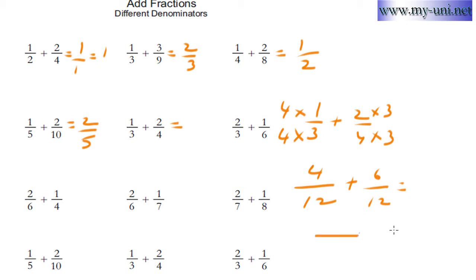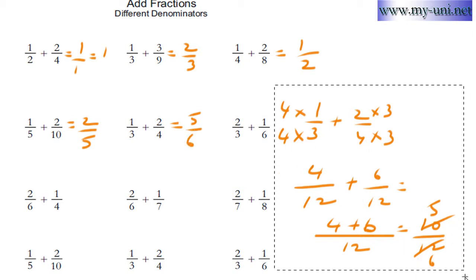The denominators are same now. 12. 4 plus 6 is 10 over 12. 2 times 5 is 10 and 2 times 6 is 12. So sum of these two fractions is 5 over 6.